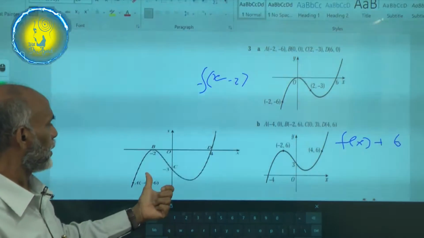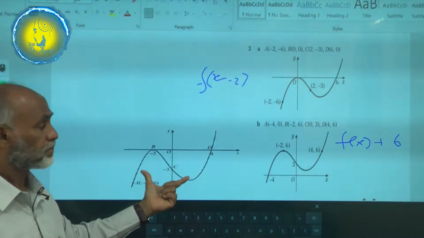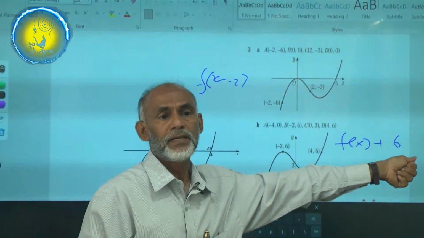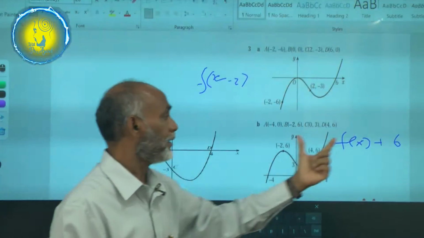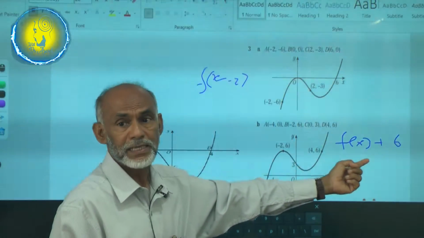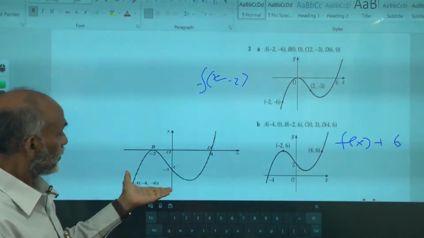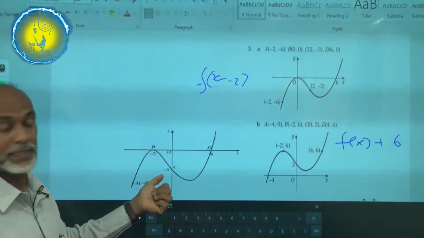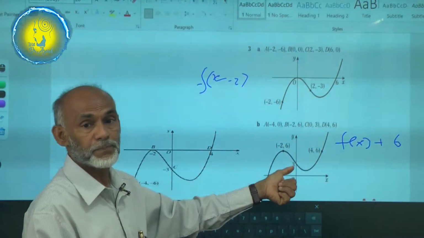Another best example, look at the original curve here. Here f(x) is added by 6. Added in the sense, you add to the function, therefore the changes will happen to the y-axis. The curve has shifted up. Although it is minus 6, the interception is minus 6. Here you can see the interception is plus 6.